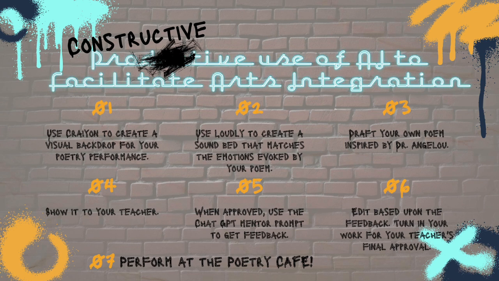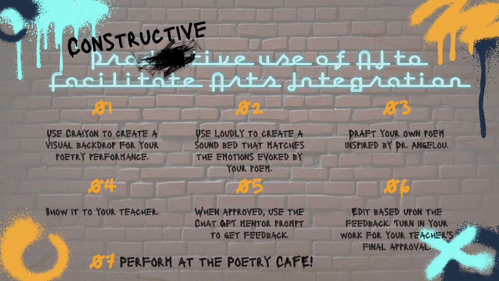We're going to use Loudly, which is another AI, to create a sound bed that matches the emotions evoked by the poem. And you all are going to help us interpret the emotion of that poem. We're going to draft a poem, which I already secretly drafted before we came here with my high school students. Draft your poem inspired by Dr. Angelou. You're going to show it to your teacher, kind of. And then when approved, you're going to use ChatGPT. You're going to learn about something cool about ChatGPT today.